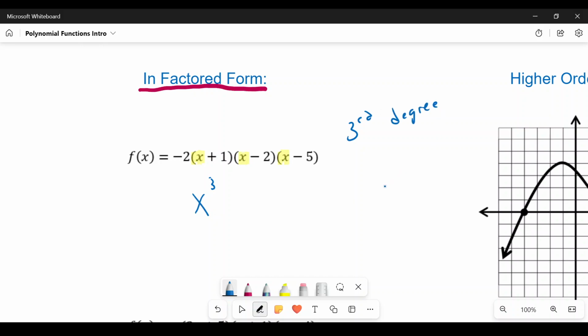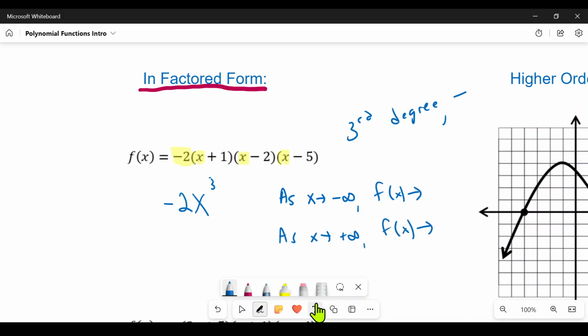And the polarity of it, well, if I were to do that math, the expand and collect like terms, I know I would do x times x times x, but because of this, I would actually end up with negative 2x cubed. So it is a negative third degree polynomial, which means we can write the end behavior as x approaches negative infinity, the function approaches something, and as x approaches positive infinity, the function approaches something.